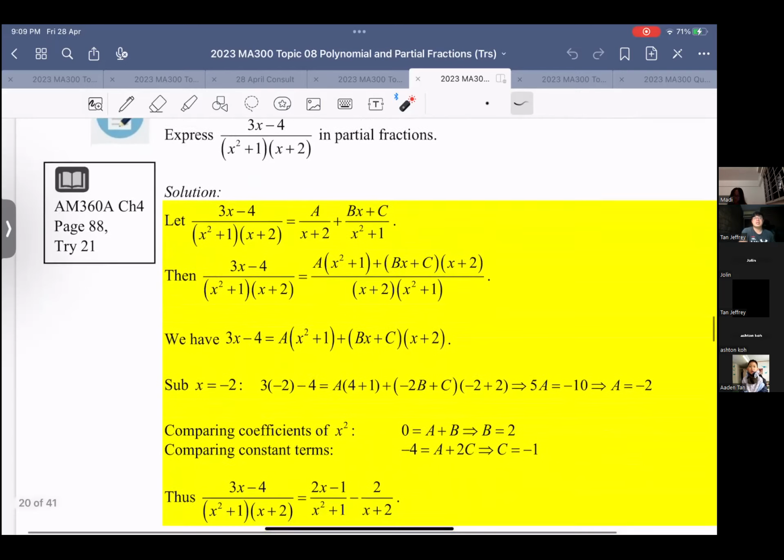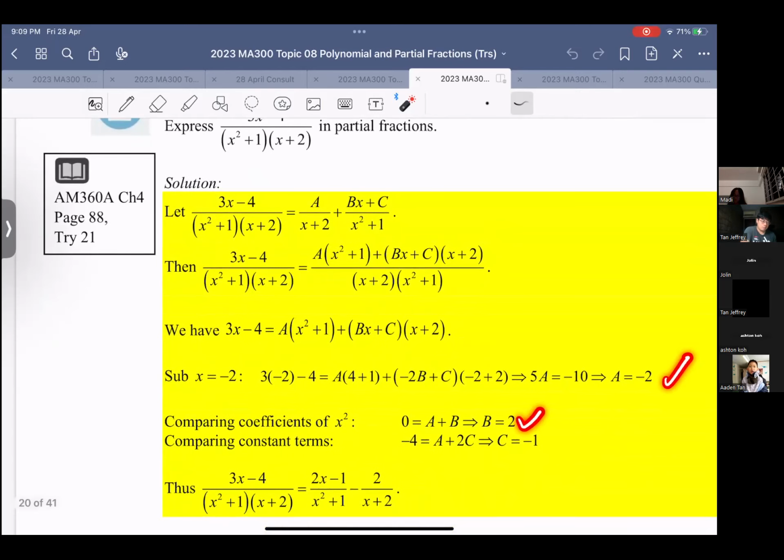So once I get my ABCs out, you can see I get my A, my B, my C. Then I can form my partial fraction. Settle already. Very easy. It's not as difficult as you think. In case you're frightened, it's very easy.